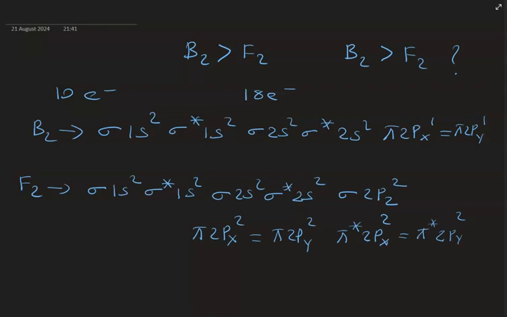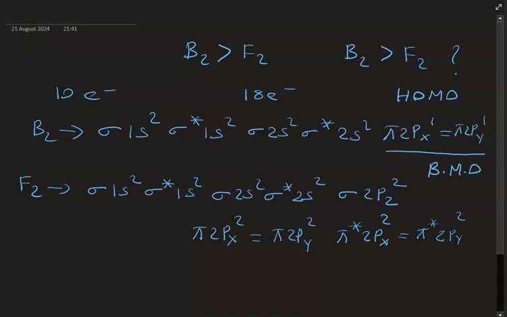of B2, the highest occupied molecular orbital, we call that HOMO. Okay, in short, HOMO is a bonding molecular orbital or BMO. The highest occupied molecular orbital in B2 molecule is a bonding molecular orbital, and in case of F2, the highest occupied molecular orbital or HOMO is an anti-bonding molecular orbital. We call it, in short, ABMO.